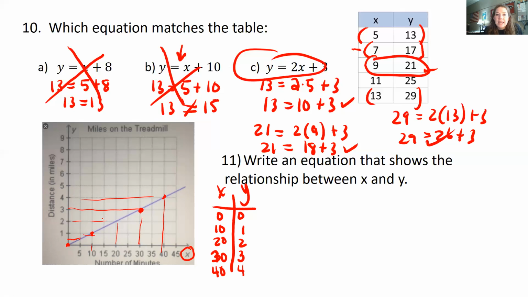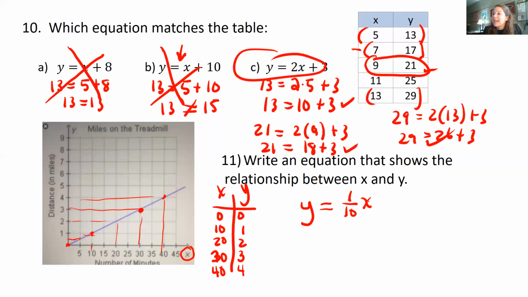But I want to know, what can I do to X to get Y every time? Well, some of you are thinking that I'm going to divide X by 10, right? Isn't 10 divided by 10 1, and 20 divided by 10 is 2, and 30 divided by 10? So Y is equal to, so dividing by 10 is the same as multiplying 1/10 times X. So if X were 0, 0 times anything is 0, so that one works.